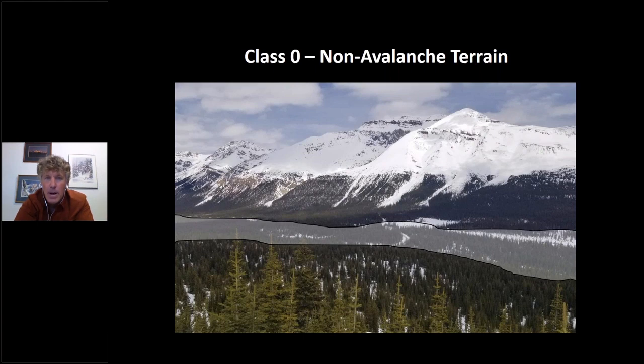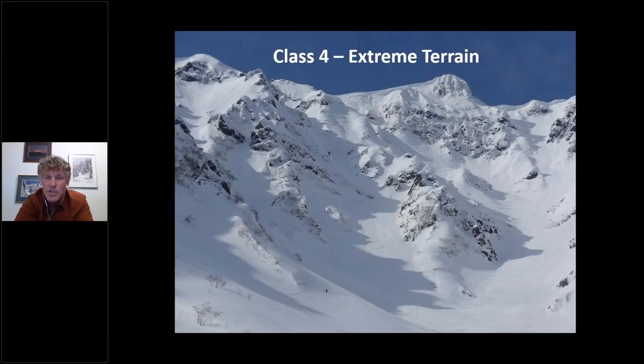So the next one is class 4. This is extreme terrain is what we're going to call this. I put this picture up just as a good example of what that terrain looks like. Again, this is our next level up. Bruce referred to it the other day. I was telling him about this, and he said, you're talking about tiger country. And I think that's probably a pretty good analogy.